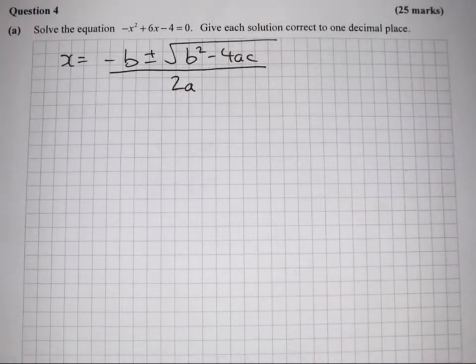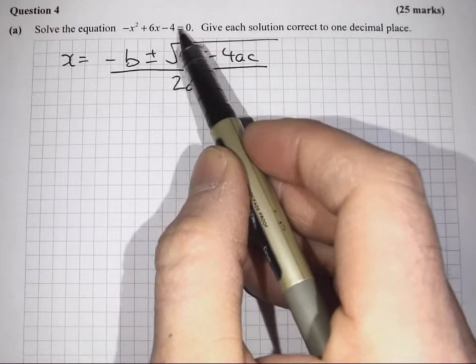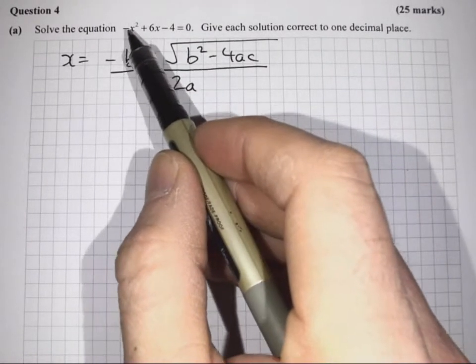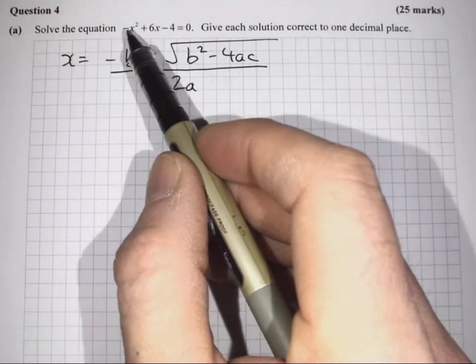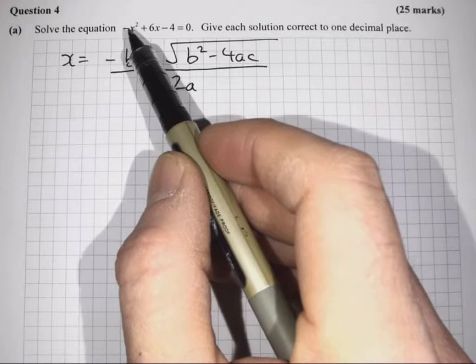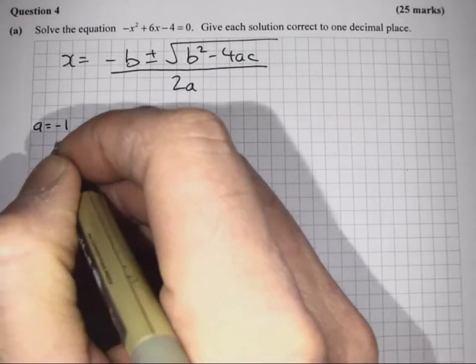Now, what's all these a's and b's and c's about? Well, we simply look at the equation here, this quadratic equation, and we look at the number sitting in front of the x squared. There's actually a minus 1 sitting there. The 1 just isn't written there. That's going to be a. So a equals minus 1.